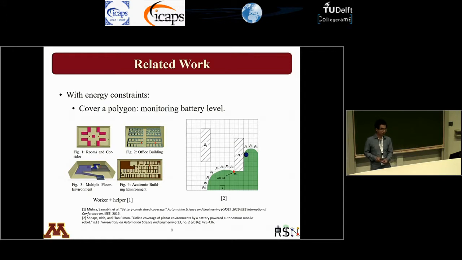Covering a polygon with energy constraints is a relatively new topic. In the literature, it is mainly done by monitoring the remaining battery level of the given robot. The paper on the left uses a multiple robot system. The robots are divided into workers and helpers. When the workers are being charged, the helpers will continue their work. The paper on the right did similar things, monitoring the remaining battery level. When the remaining energy is just enough to return to the charging station, the robot retreats to get fully recharged.